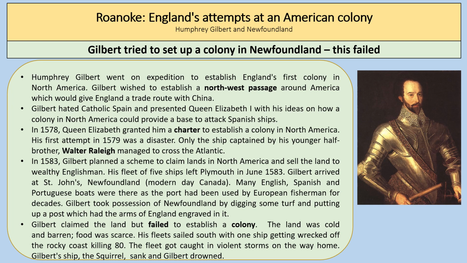Gilbert took possession of Newfoundland by digging some turf and putting up a post which had the arms of England engraved in it. Gilbert claimed the land but failed to establish a colony. The land was cold and barren, food was scarce, and his fleet sailed south with one ship getting wrecked off the rocky coast, killing 80. The fleet got caught in violent storms on the way home, and Gilbert's ship, the Squirrel, sank with Gilbert himself drowning.